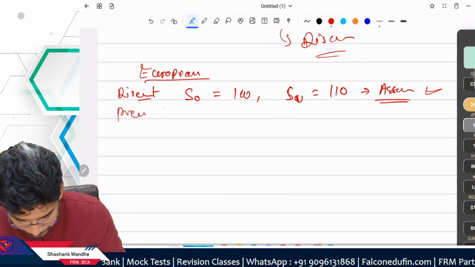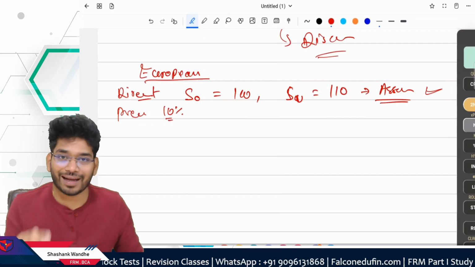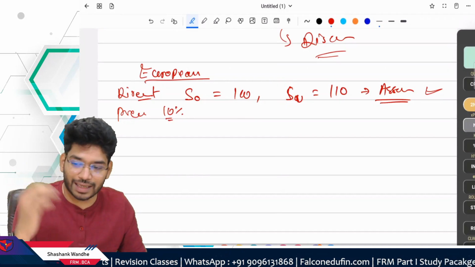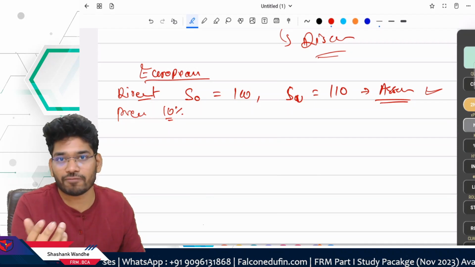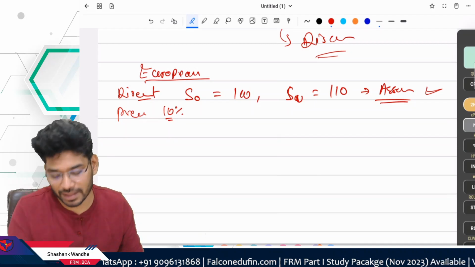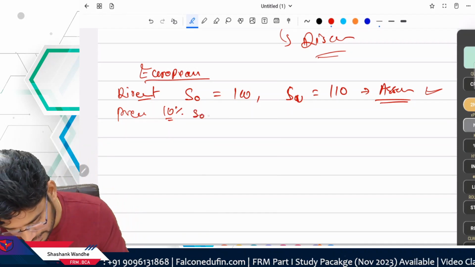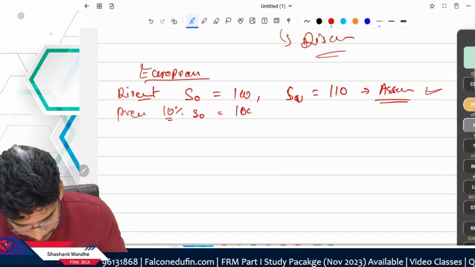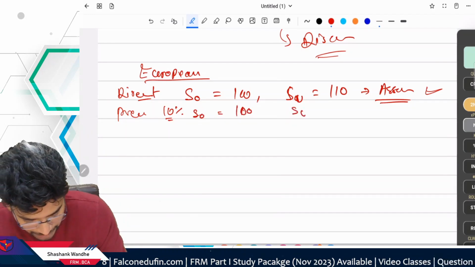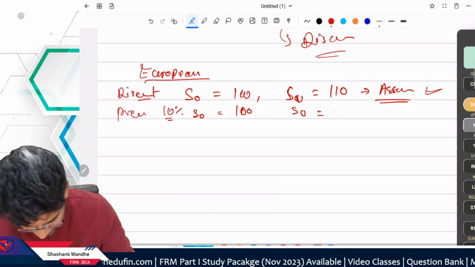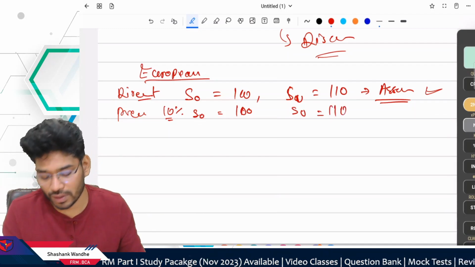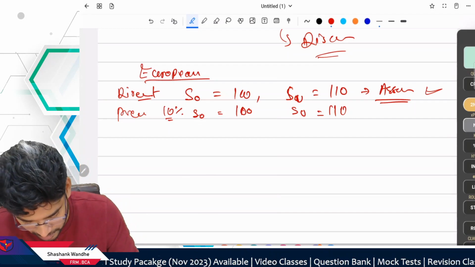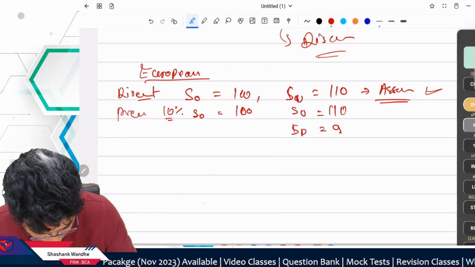Now second is the premium information. Premium is: at each leg the underlying price will move by 10%. That is 10% upward, 10% downward. So if S0 is equal to 100, SU is equal to 110. Why? 10% premium, so 100 plus 10%. Simply do this in your calculator. 100 minus 10%, so SD is equal to 90.